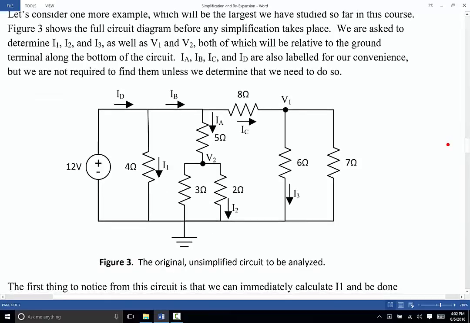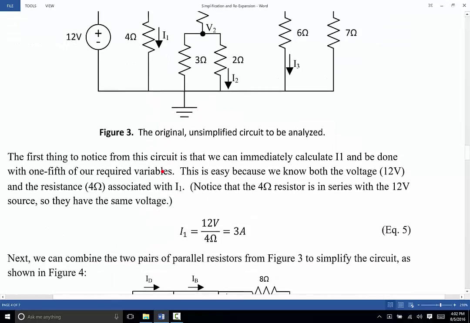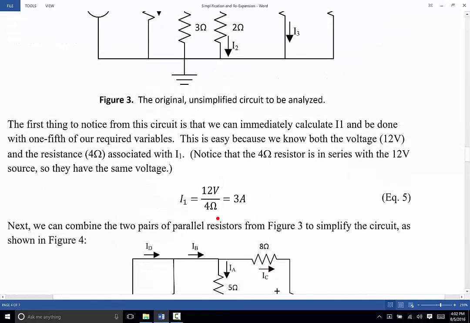Well, the very first thing that I'm going to notice is that before I do any other work, I can calculate the current I1. I only have to find 5 things, and I can find one of them just by glancing at the circuit, because the 12-volt source is in parallel with the 4 ohm resistor. That means that the voltage across the 4 ohm resistor is 12 volts. And if I know the resistance, and if I know the voltage, Ohm's law will allow me to calculate the current. So the very first thing that we're going to do here is see that I1 is 12 volts divided by 4 ohms, which is 3 amps.